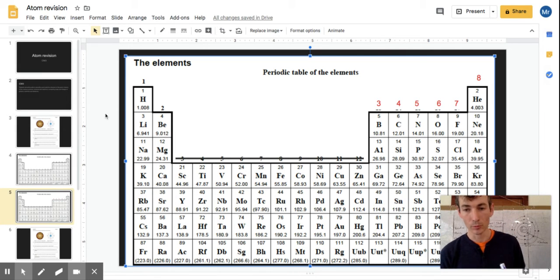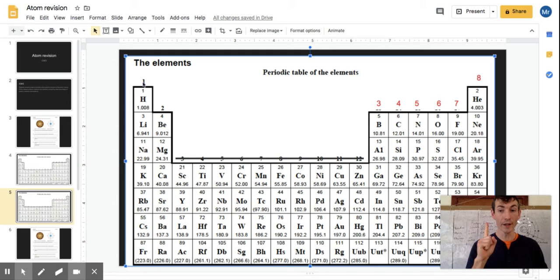Okay, now that's that bit done. Now what do these group numbers even represent? Well, anything in group 1 means that it has got 1 electron in its outer shell. Anything in group 2 has got 2 electrons in its outer shell. Anything in group 3 has got 3 electrons in its outer shell.